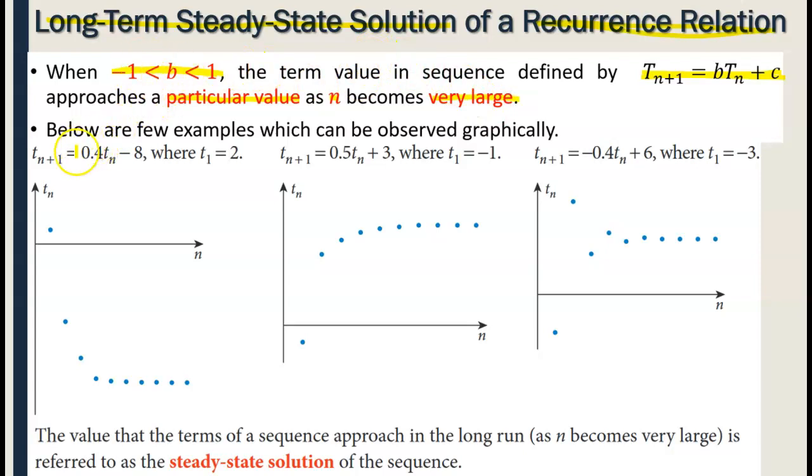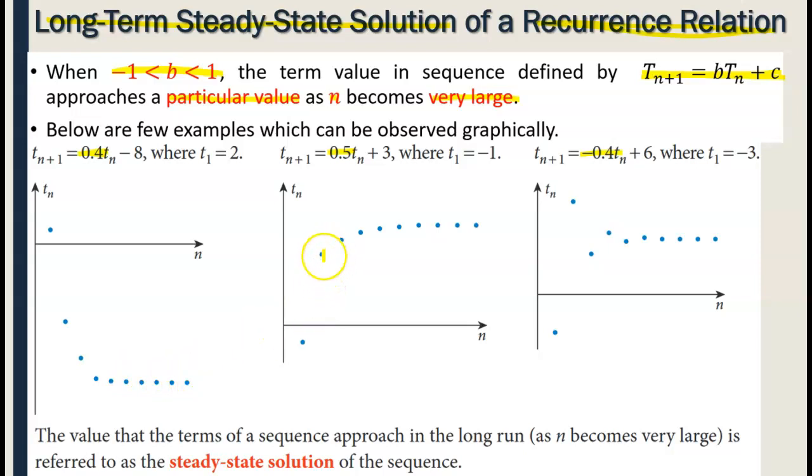Now let's look at a few examples below. From the left here, you have 0.4, and it fulfills the range stated. Same goes for the second one, and then the third one. In terms of the diagram, the first one on the left is going downward. The term value decreases and approaches a particular value. How do you know that it's approaching a particular value? The curve is approaching a constant, a horizontal line.